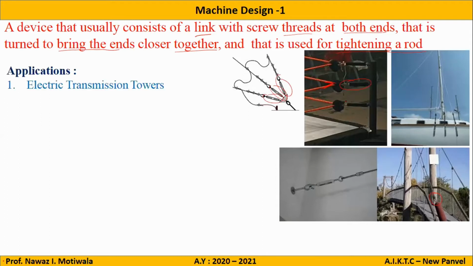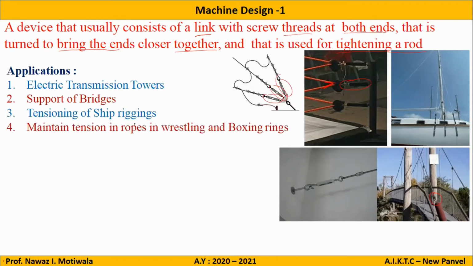So applications, as we have already seen here, it's just written here: electric transmission towers, support of bridges, tensioning of ship riggings, maintain tension in ropes in wrestling and boxing rings. So this is not a limited application. There are many more, but I have named few of them in the slide. There are many more applications of the turnbuckle.